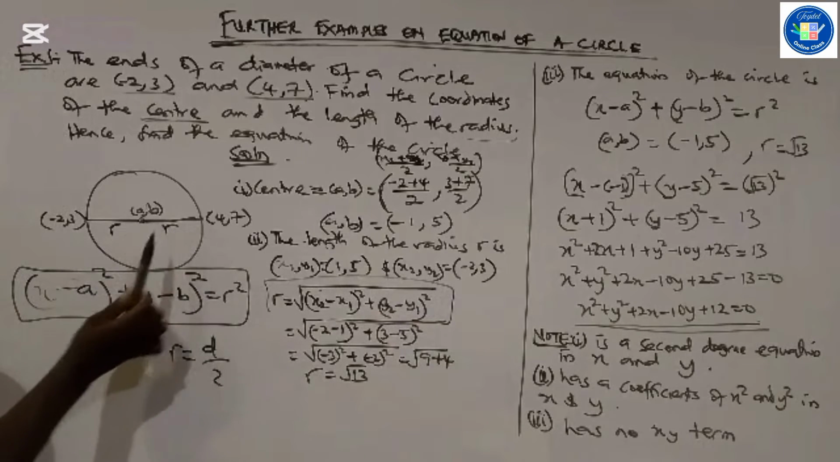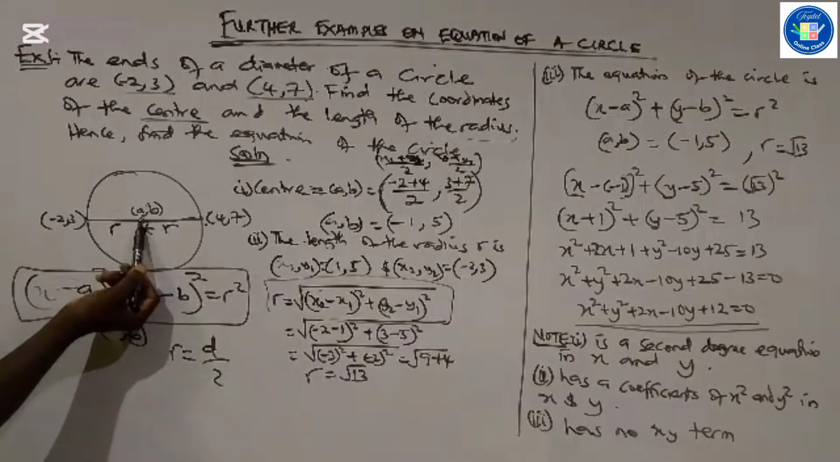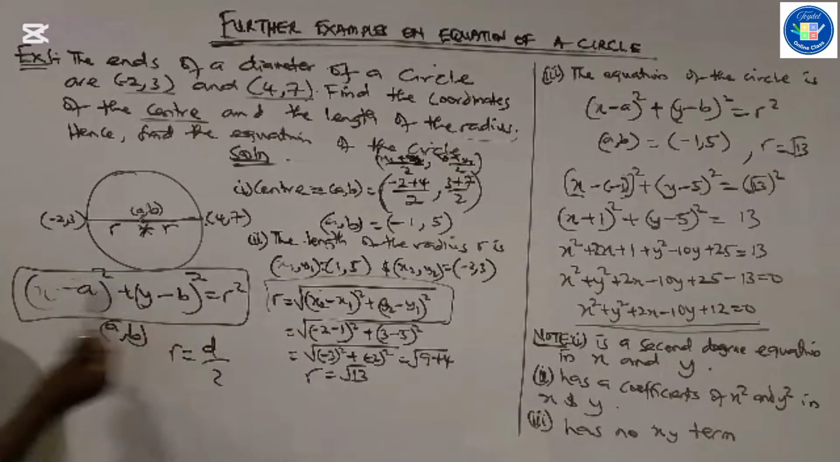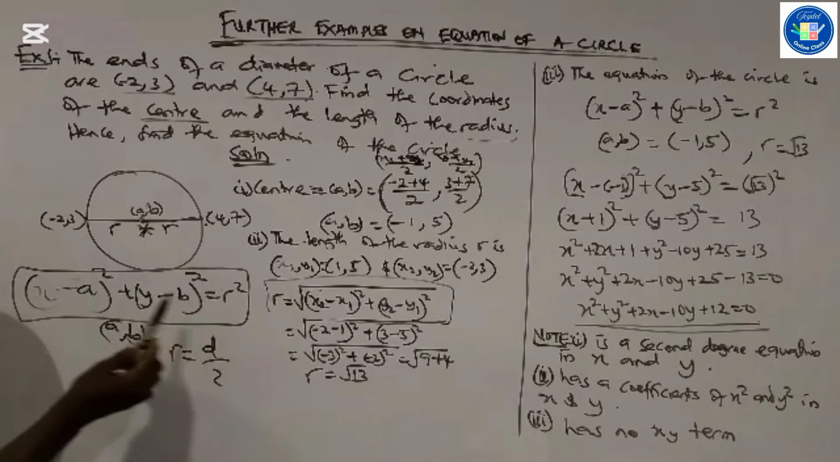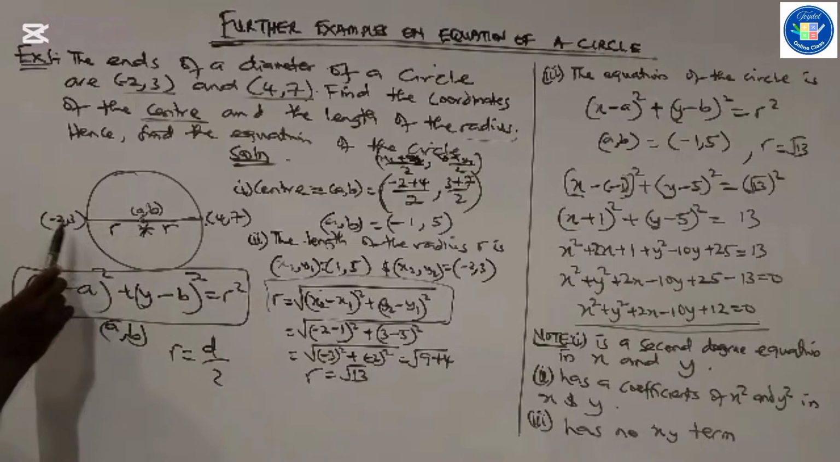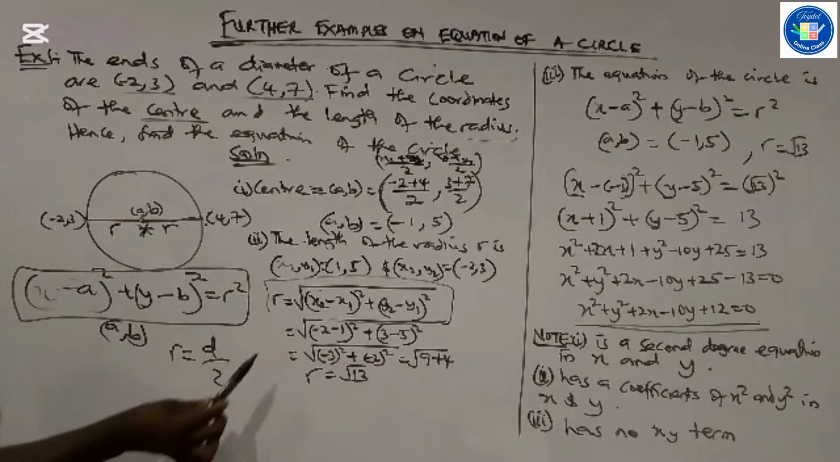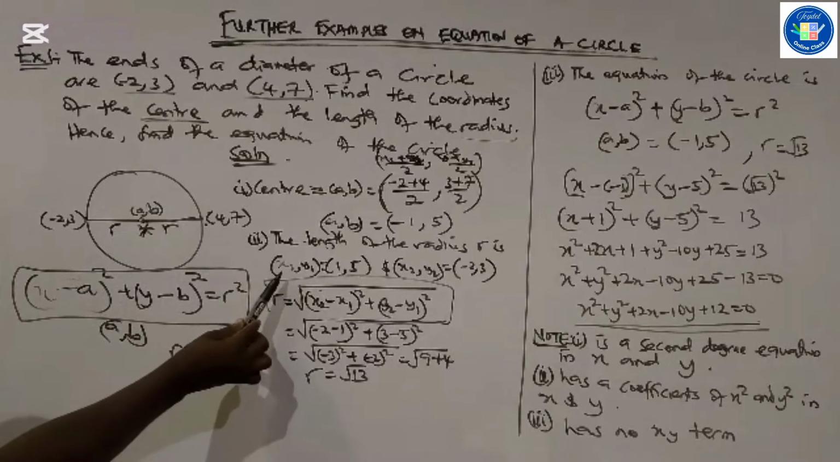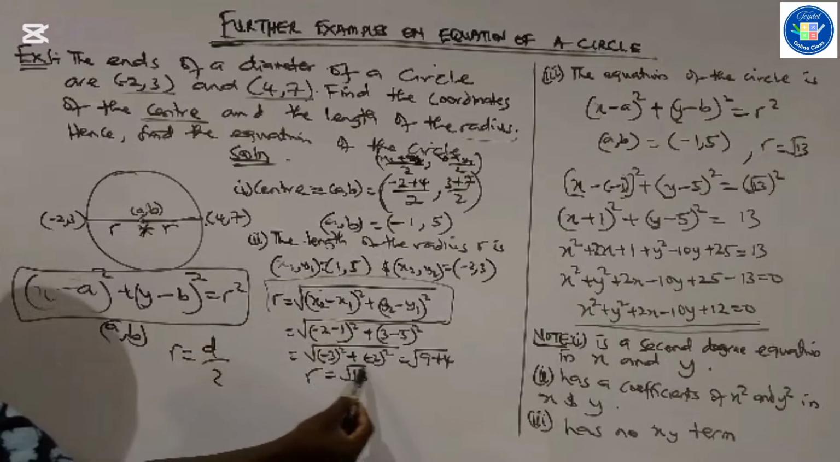Because the length of the radius is the distance between the center and this point, or the distance between the center and this other point. So we apply the formula to find the distance between 2 points. If you don't know how to do that, you can check my video on how to find the distance between 2 points. I decide to pick this center and this point. You might decide to pick this center and this other point. We are still going to get the same answer. So if you substitute the values of x1, y1, x2, y2, you are going to get the radius to be equal to square root of 13.